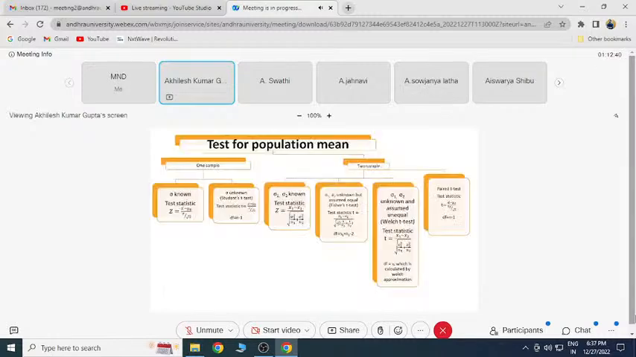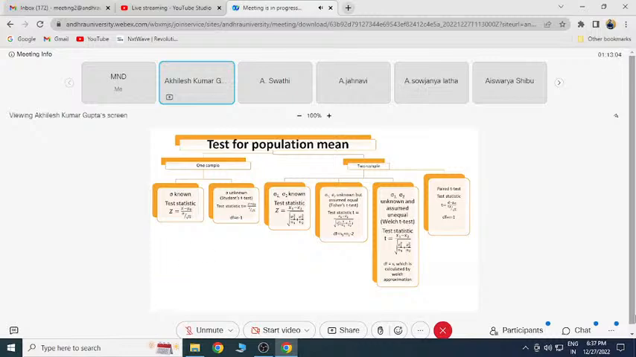Okay, this slide I want to explain a little bit. This is for population mean, like the t-test and z-test we do for population testing, the f-test we do for variance testing, and chi-square we do for categorical data. So this slide is basically dedicated to your mean testing, whether it may be one sample or two sample.